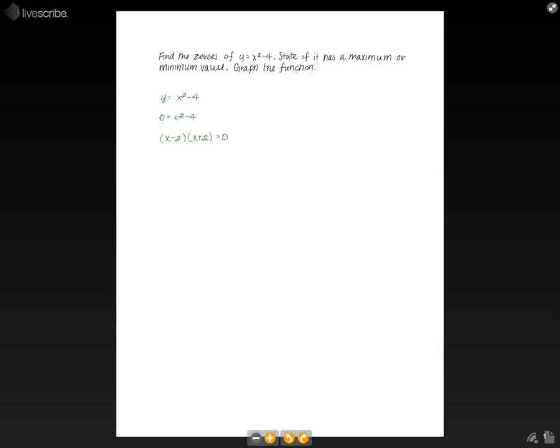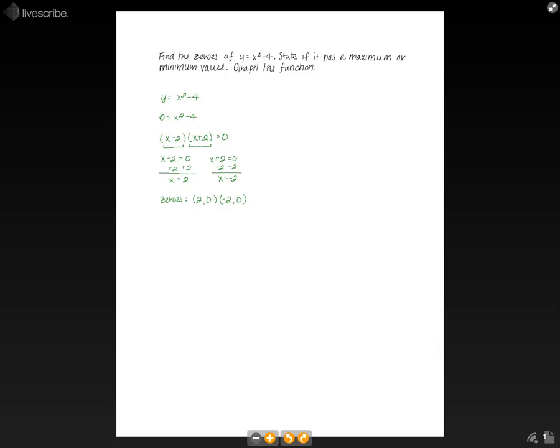Alright, so once we have that, we know that we need to set each of those things equal to 0, because for the whole thing to be equal to 0, one of either x minus 2 or x plus 2 has to be equal to 0. So we have x minus 2 equals 0, so we add 2 to both sides, and we end up with x equals 2, or we have x plus 2 equals 0. We subtract 2 from both sides, and we end up with x equals negative 2. So we know that we have zeros at 2, 0 and negative 2, 0.